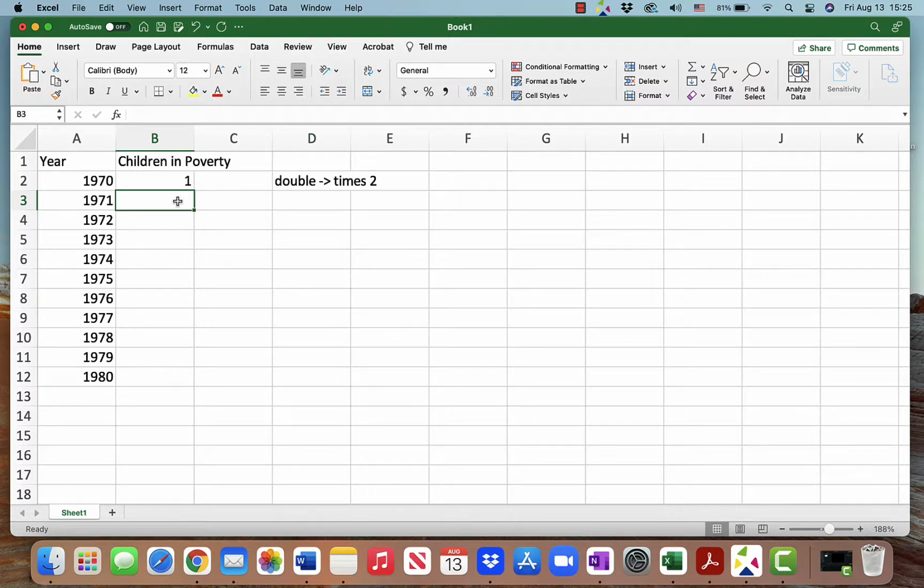We can take a calculator. We can use Excel. I'm going to ask Excel to take the number from before. You see how it starts with the equal sign? And then I'm using 1. And I'm going to ask Excel to double this, so I use a little star times 2. Boom. So in 1971 we have 2 children.